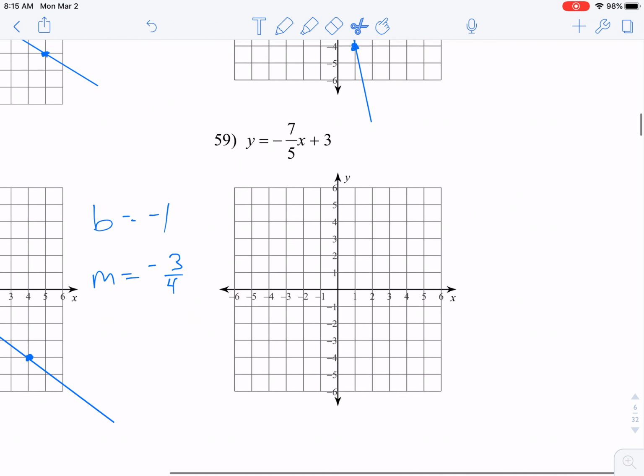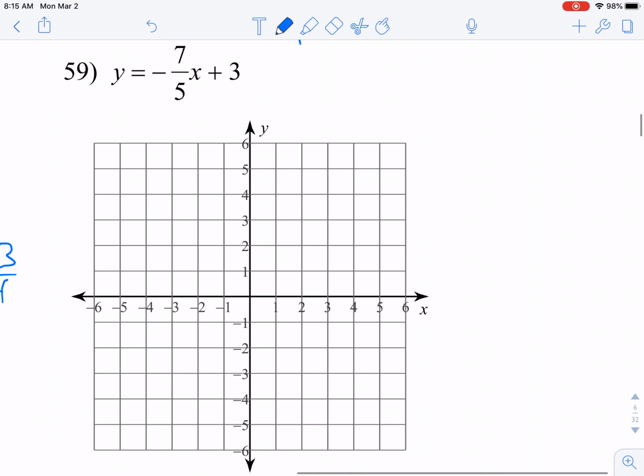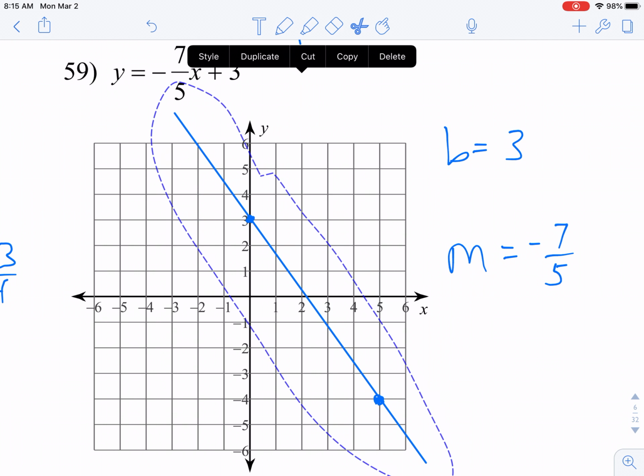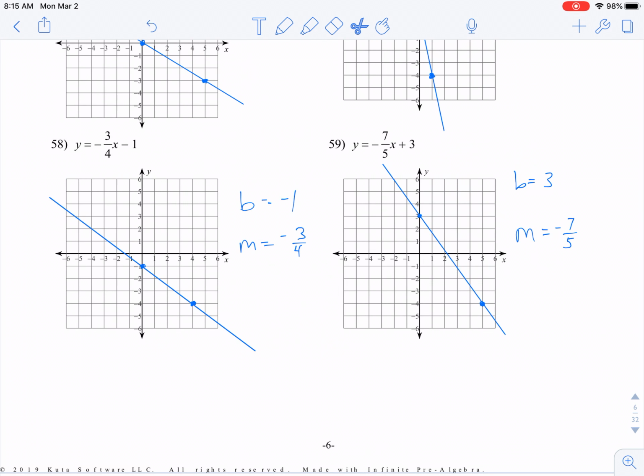Looking at number 59, the y-intercept in this case is +3. The slope is -7/5. So I'm going to go to +3 on the y-axis. I'm going to put a dot. So I'm going to count down 7 and over 5 to the right. And then I'm going to use a ruler and graph my line and make sure that it goes through both of those 2 points. And that's the line you should graph.